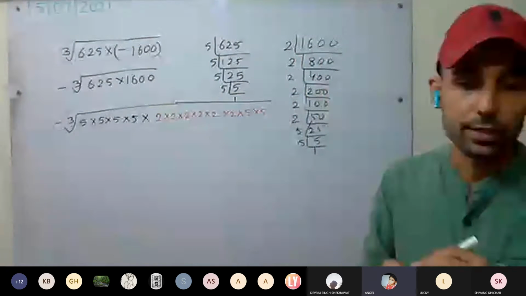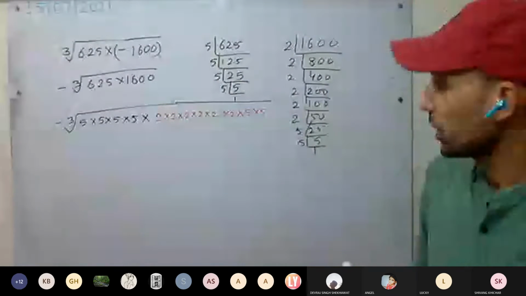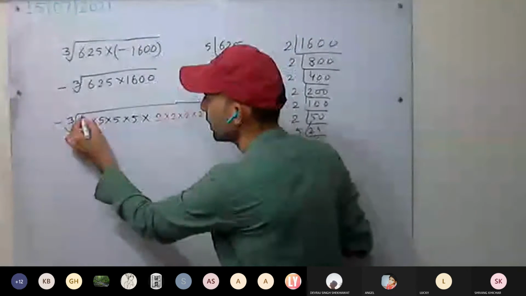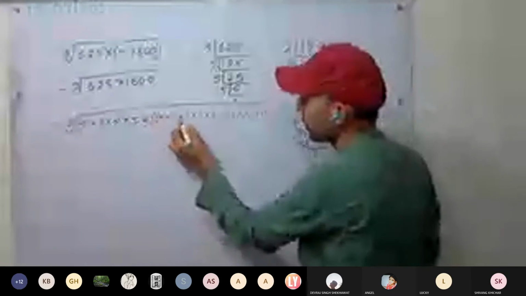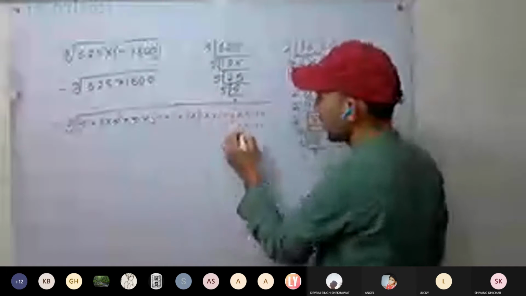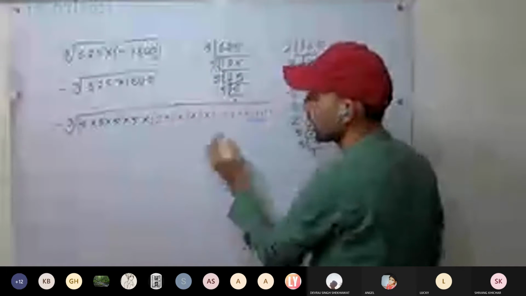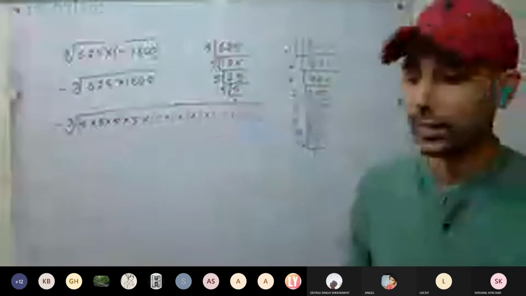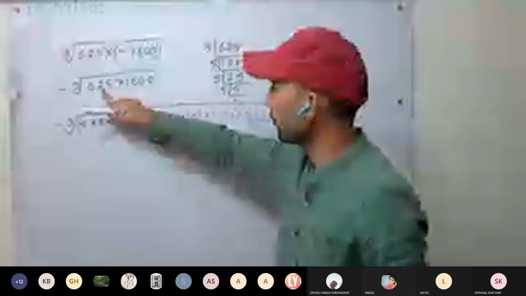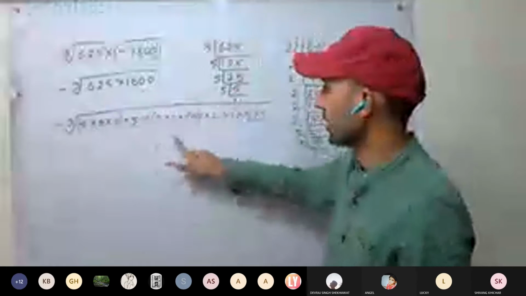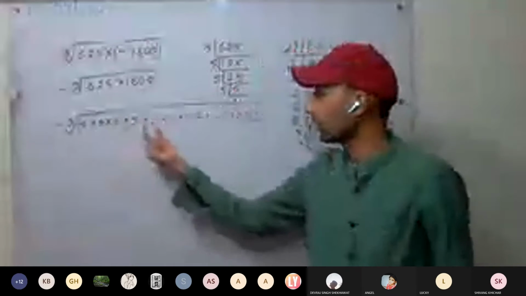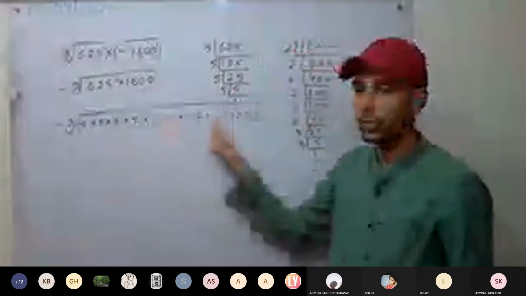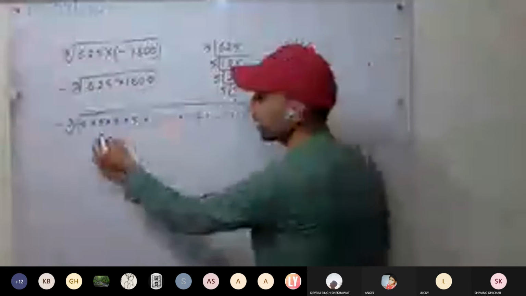Now form the triplets. One triplet, single 5. Leave it for the time being. Triplet, triplet. Now see here, two 5s are here, one 5 here. So what is happening? We are taking a 5 from here and putting it here. That will make them a perfect cube. Understood now? Again a triplet. So what is the answer?